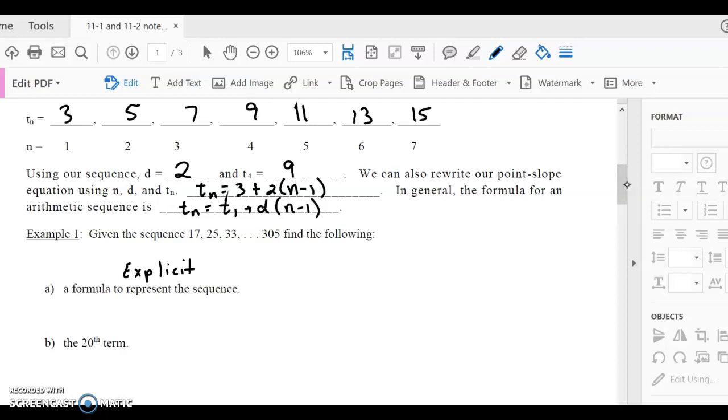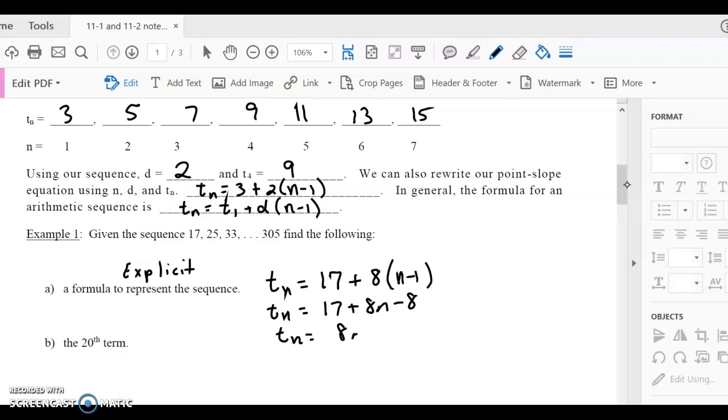So explicit formulas are basically formulas that, when you input a number, will output the term or the number in the sequence. So we know t sub n equals 17, that's the first term, plus the common difference, it's going up by 8, times n minus 1. Now all we have to do is the algebra. T sub n equals 17 plus 8n minus 8. So t sub n equals 8n plus 9.